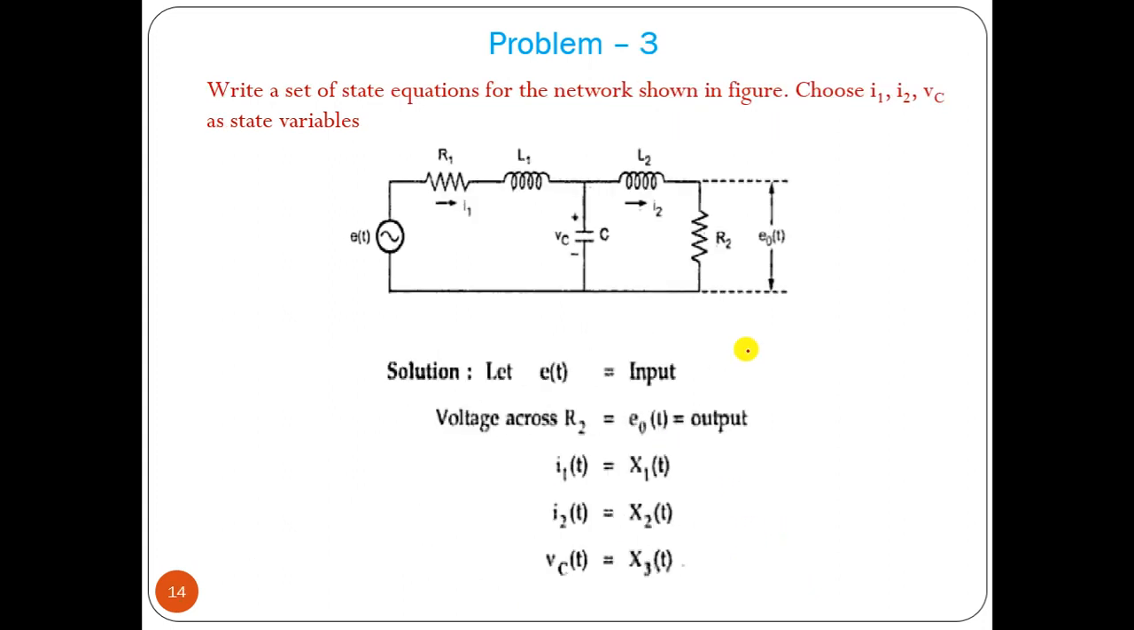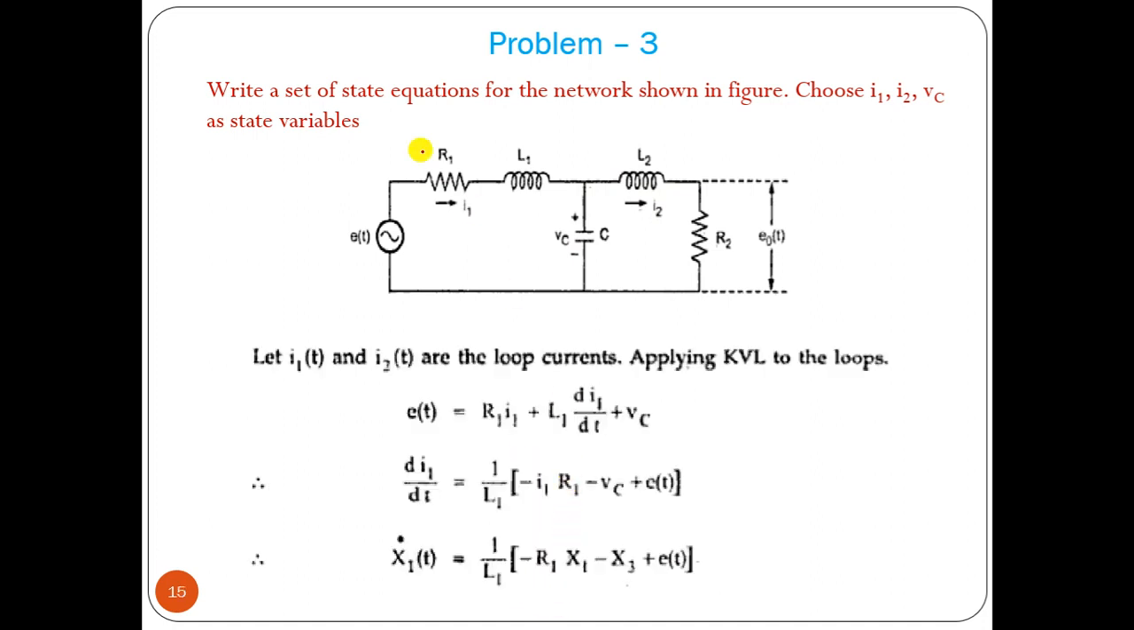This is also a simple one. What we have here: we have L1, L2, VC. So I1(t), this inductor current, will be x1, I2 the inductor current of L2, x2, and the voltage across the capacitor will be x3. So these are the variables that we can assume. So we have to write the equation, that is E(t) equal to R1 I1 plus L1 di1/dt plus voltage Vc.